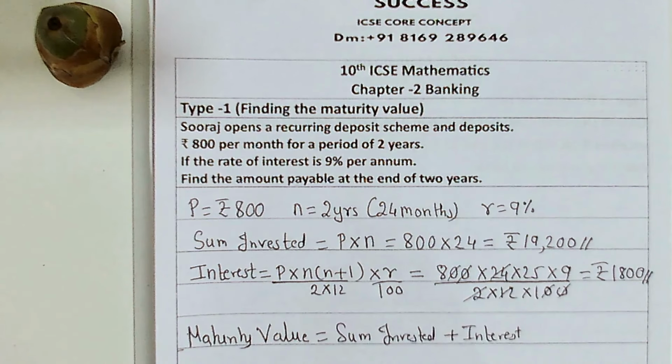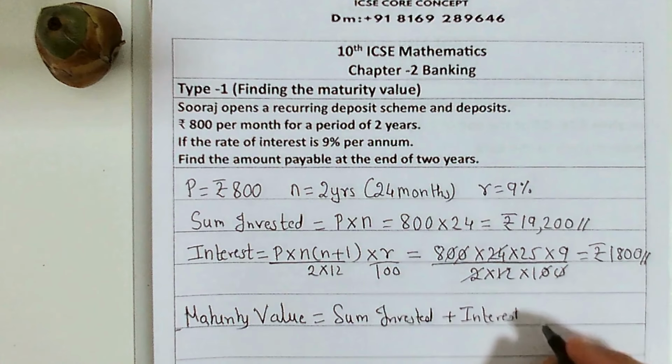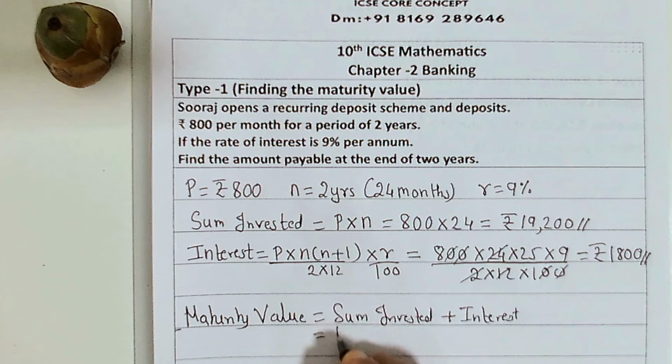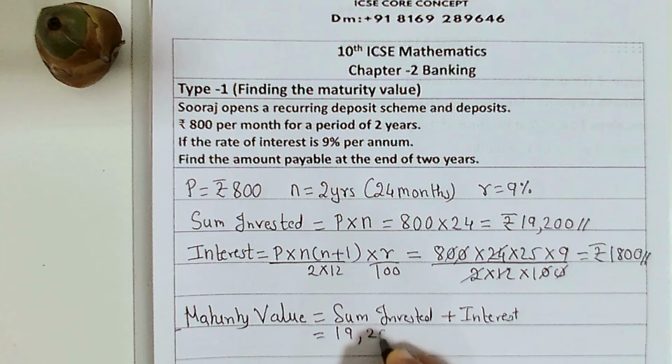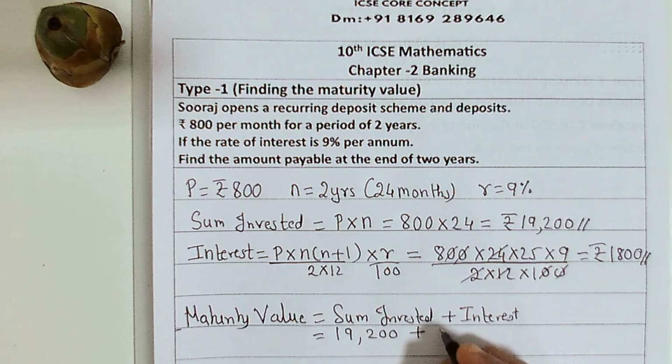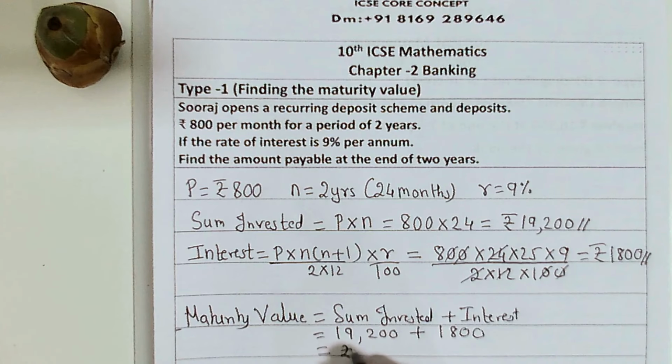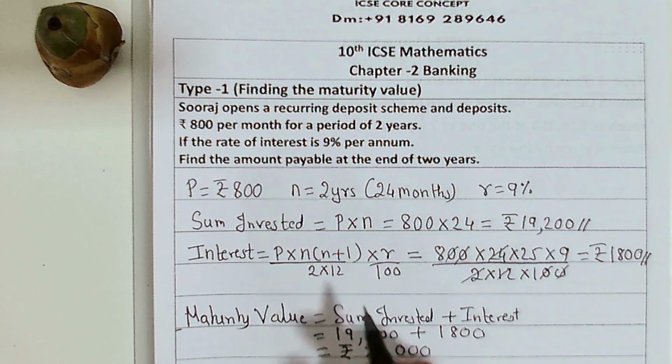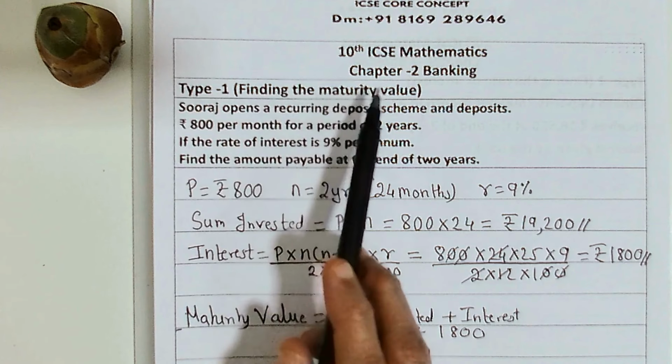So here if you see, Suraj has invested rupees 19,200. That is his own amount which he should get, but he is interested in the interest, that is rupees 1800. When you add this, it comes to rupees 21,000. Correct, students? So, is it so simple? Type 1, finding the maturity value.